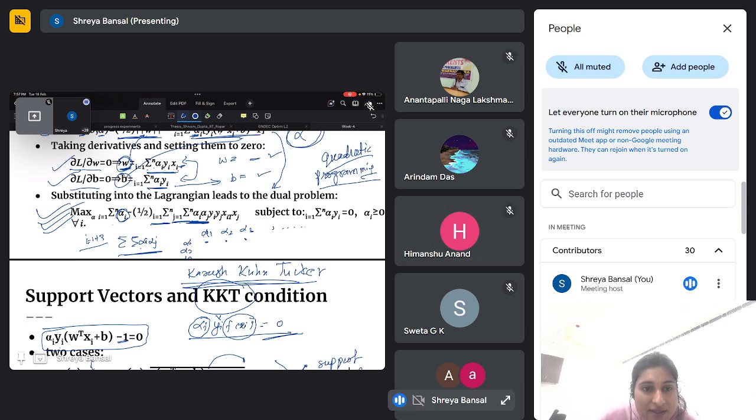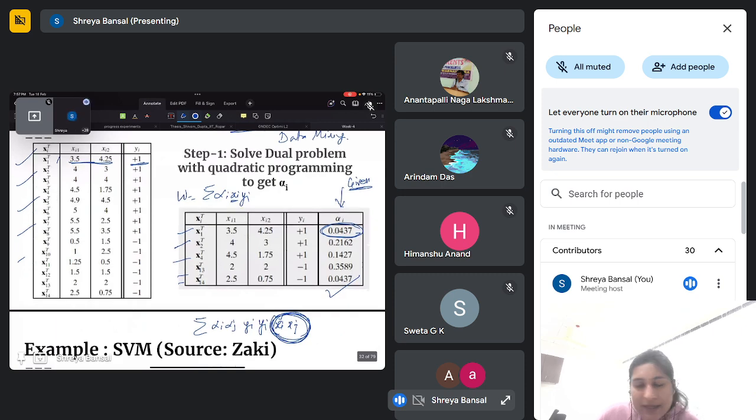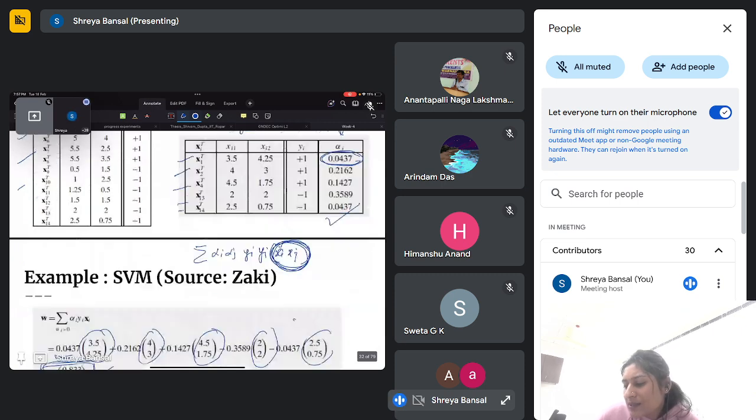In other words, if I say you want these many alpha values, it means you want to differentiate with respect to each alpha i, so it creates a lengthy, complex process. That's why it is solved by programs. It's called a quadratic program. Okay. Thank you, ma'am.